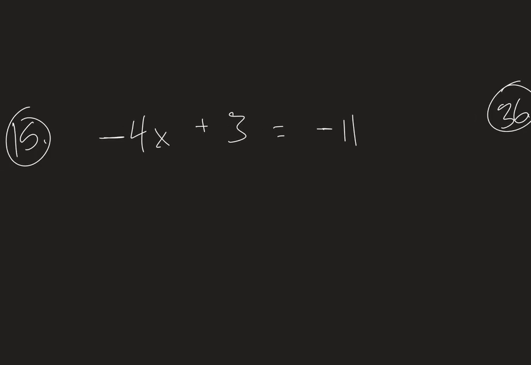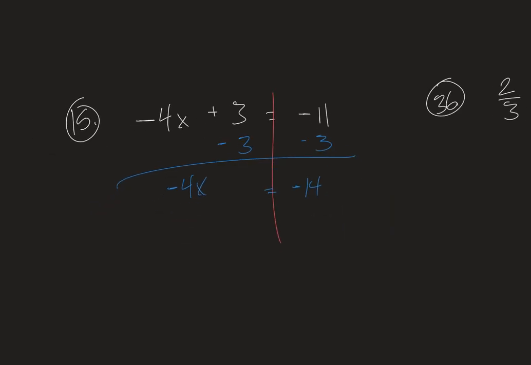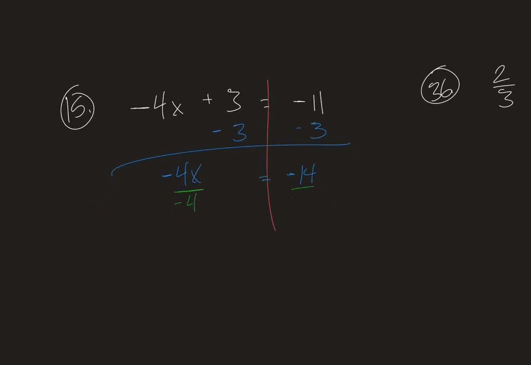15. Negative 4x plus 3 equals negative 11. I'm going to subtract 3. And I get negative 4x equals negative 14. If I divide both sides by negative 4, I get that x equals positive 7 over 2. Here's our first one where I really didn't explain every little detail, but if I were to go back and do that, yeah, we're subtracting 3 because it's adding to that negative 4x.